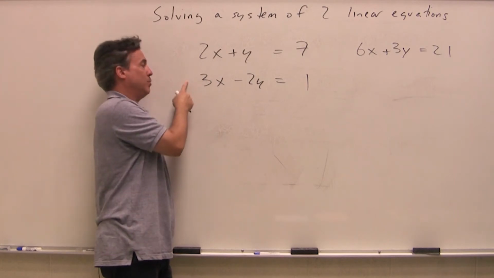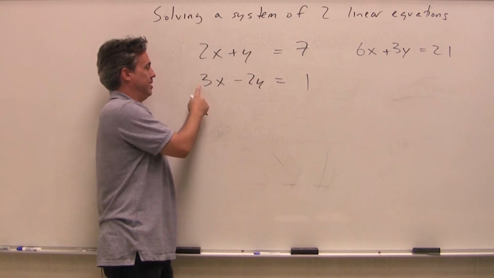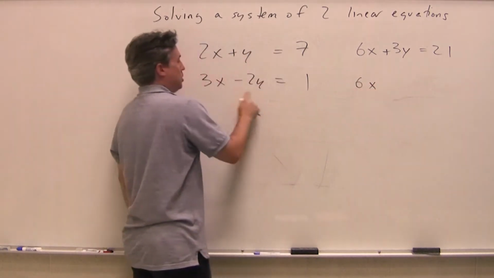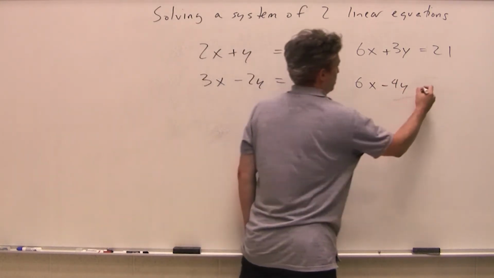This equation, I'm going to multiply by 2, both sides. 2 times 3x gives me 6x. 2 times negative 2y gives me negative 4y, and 2 times 1 is 2.